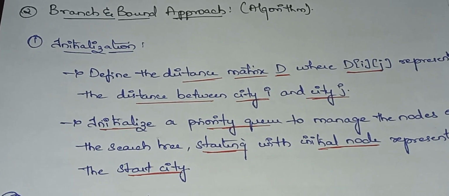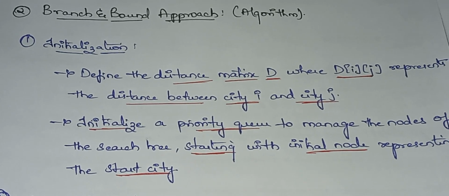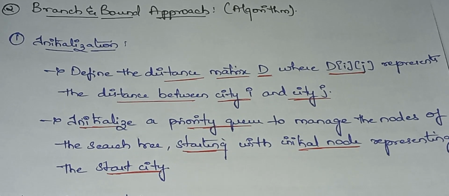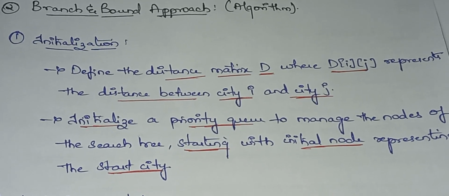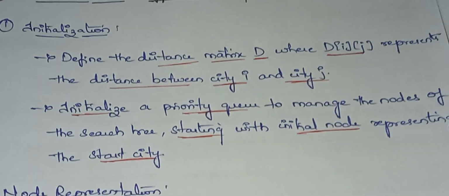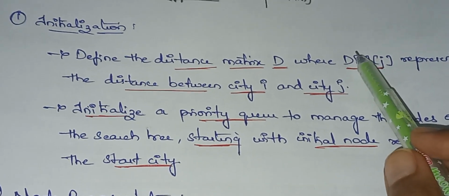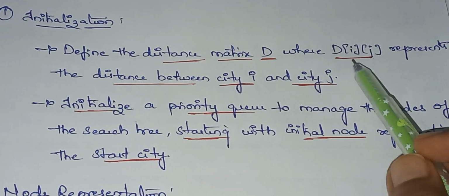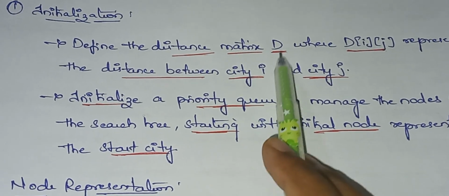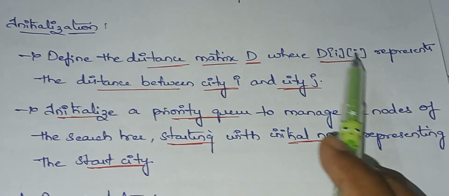Coming to the branch and bound approach, the first step is initialization. Any algorithm has an initialization part, which is the primary step. In this initialization, first you have to build a distance matrix. You'll be starting at a particular city, the primary city, which is represented by I, and you'll be visiting all the other cities that are represented as J. So D of I, J means I represents the starting city where you start from, and J represents every other city that you are going to visit from this starting city. So you have to define the distance matrix D, Dij, where I represents the city you are starting from, and J represents every other city that you are visiting.